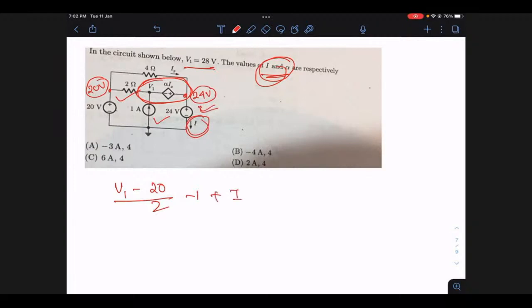And then I'm writing Ix. But what is your Ix? Ix is 20 minus 24 divided by 4. This equals 0.